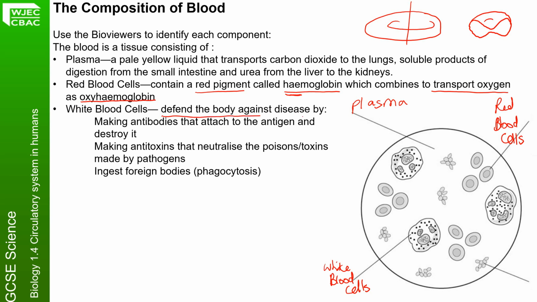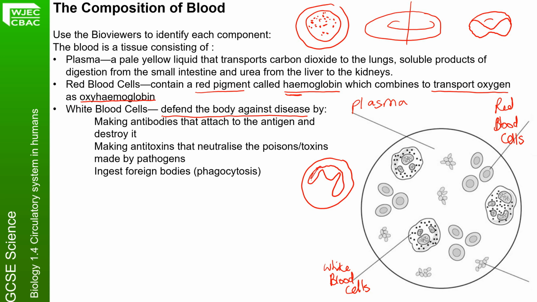They defend the body against disease. So you may see white blood cells that have, first of all, one big granular nucleus. So it's really dotty, the nucleus, really dense like that. You may see white blood cells that have what we call a lobed nucleus. So instead of the nucleus looking like a circle, it looks like it's got 3 sections to it.